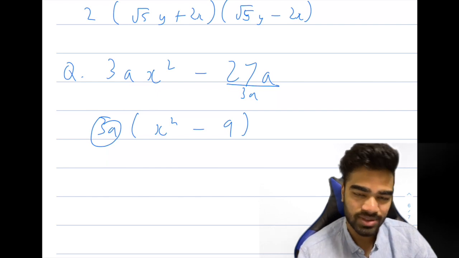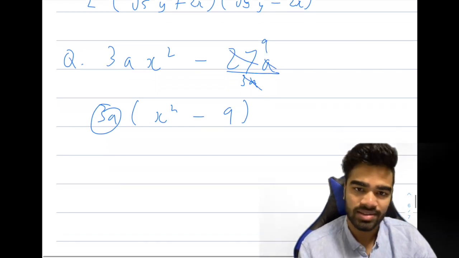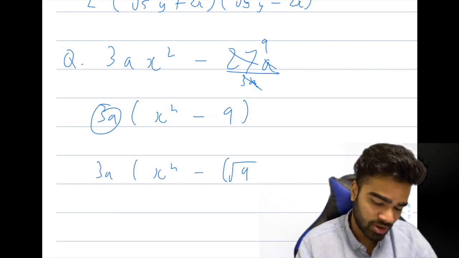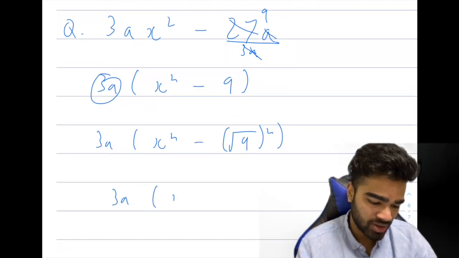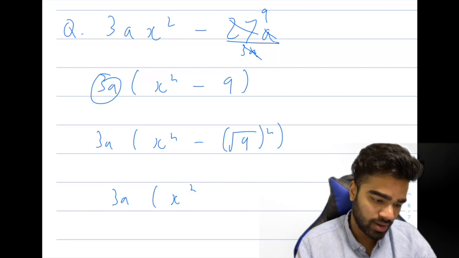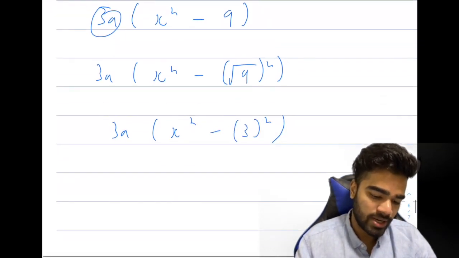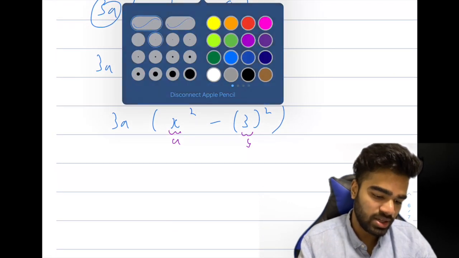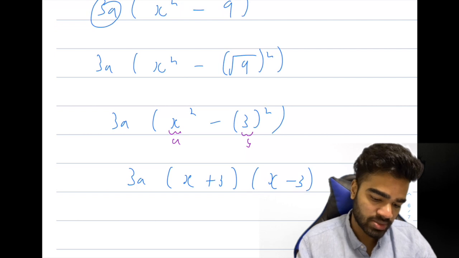So you can take out multiple terms. So this is really easy now, right? Because we got rid of the a and this is 9, right? So this is easy. What I do, 3a is nothing but x squared minus, I'm going to square root it and then square it again. Same exact thing I've been doing this whole time. So you have 3a times x squared minus square root of 9 is 3. So 3 squared. And I'm left with this is a, this is b. So you have 3a, a plus b, x plus 3, and a minus b, x minus 3.